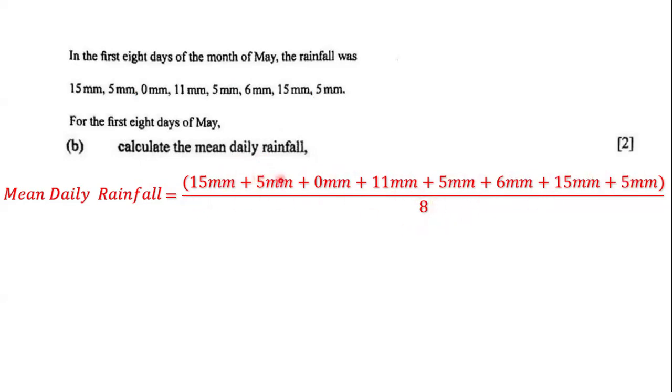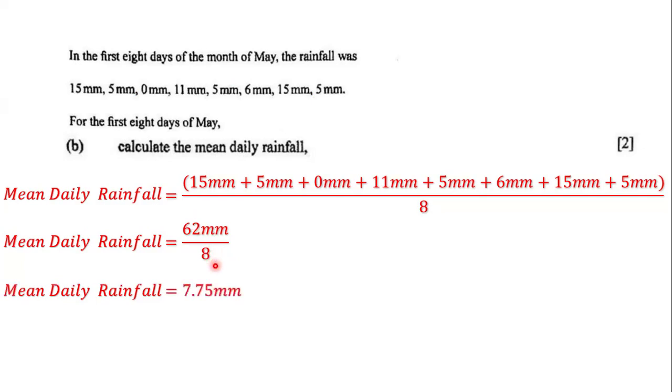Now, when we add these numbers, the sum that we get is 62 millimeters. And then we have 62 millimeters divided by 8. And 62 divided by 8 is definitely 7.75. And so the mean daily rainfall for the first 8 days of May is 7.75 millimeters.